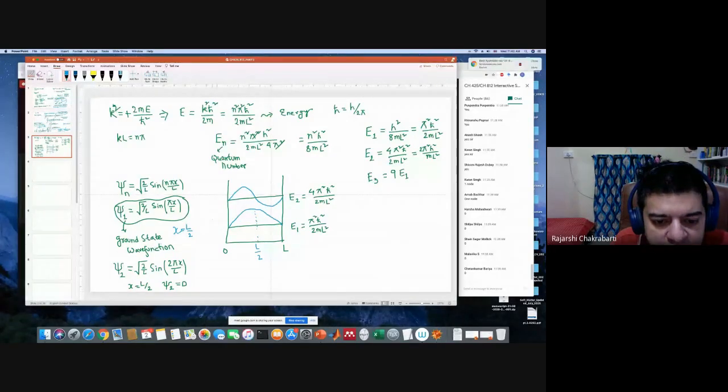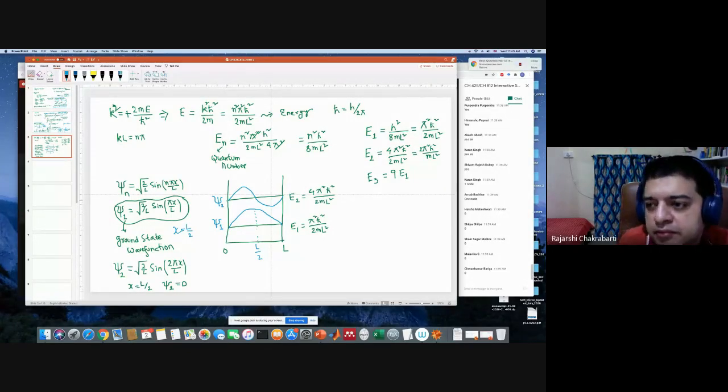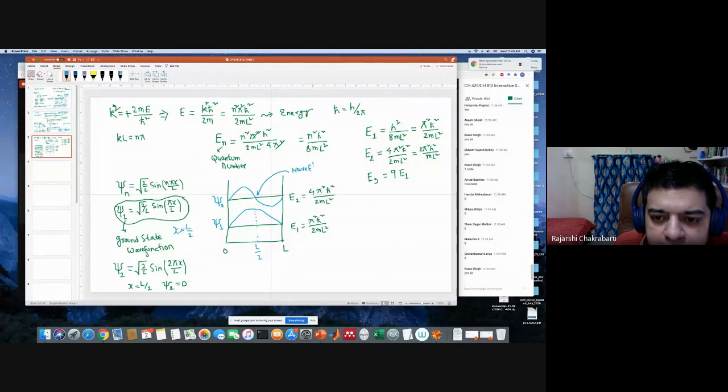So essentially what I have here is psi 1. What I have here is psi 2. Are you convinced? And then there is a point here where the wave function becomes 0 and changes sign. And this point is called a node.